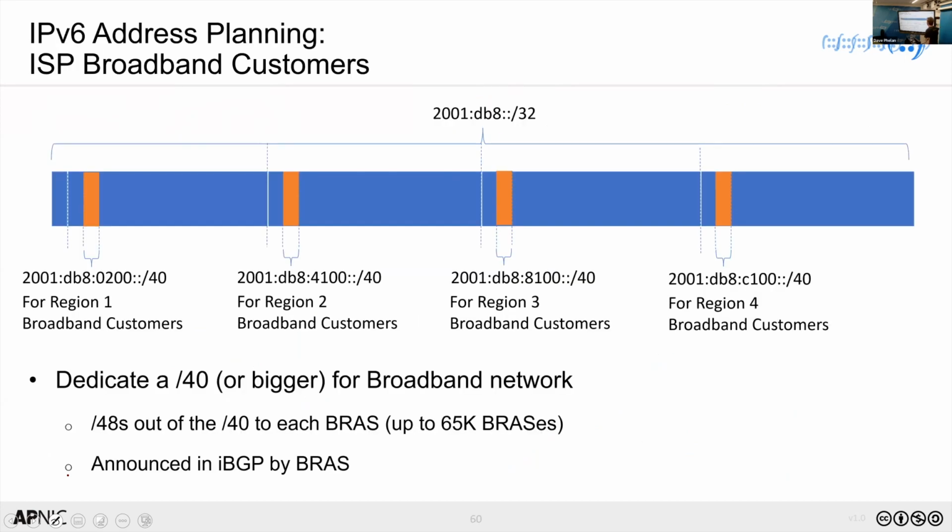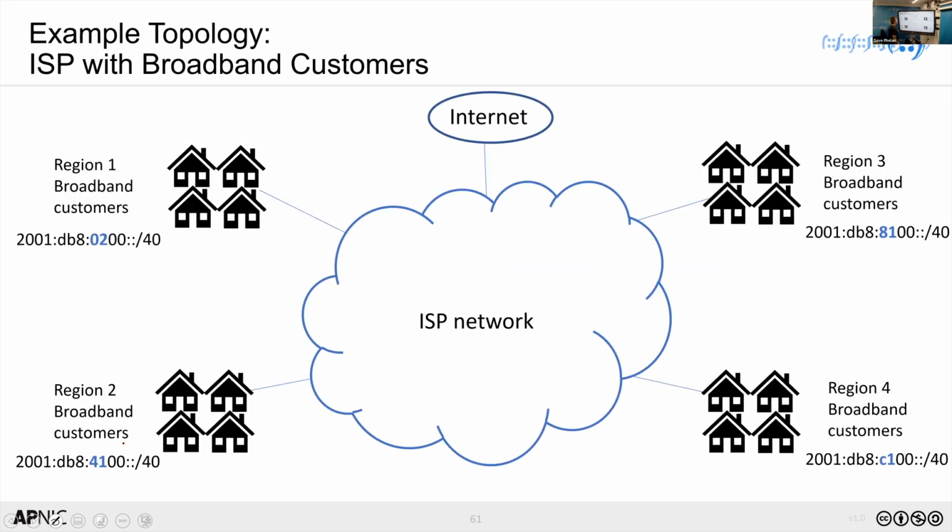I'll quickly run this just in case some of you are running PON networks, because this is how you would treat some of these smaller sites, etc. So dedicate a /40 or bigger, depending on your customer base. Then we would take /48s out of each of the /40s and assign them to each BRAS or BNG. So we can have up to 65,000 BRASs. We then announce those prefixes back in iBGP.